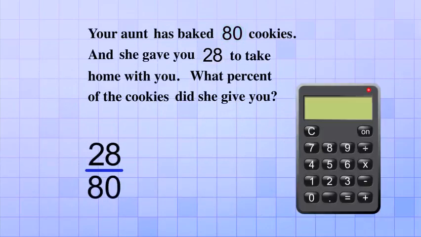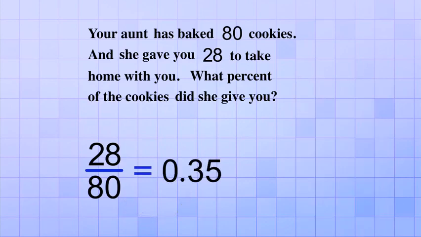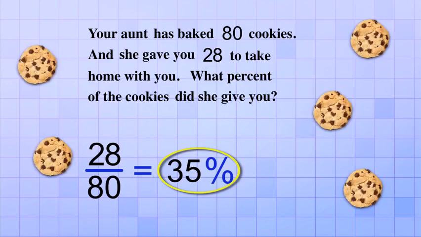Using our calculator, we enter 28 divided by 80, and we get 0.35. That's the decimal form of the fraction. And now, to go from the decimal form to a percent, we just move the decimal 2 places to the right. That gives us 35. So when our aunt gave us 28 out of the 80 cookies, she gave us 35% of the cookies that she baked.